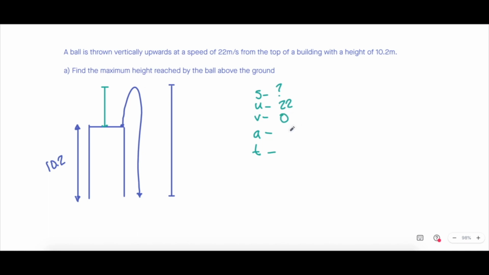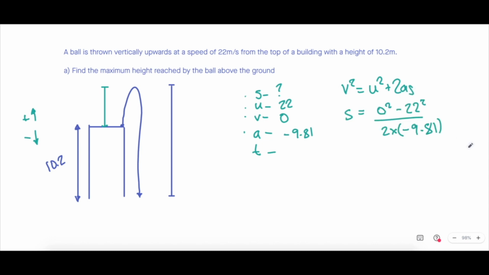A, again, because we're taking 22 as positive, we're taking the upward direction as positive. So that means our downward direction would be negative, so our acceleration would be minus 9.81. So we want, again, an equation with S, U, V, and A in it. That would be V squared is equal to U squared plus 2AS.